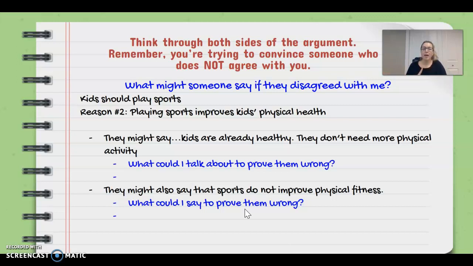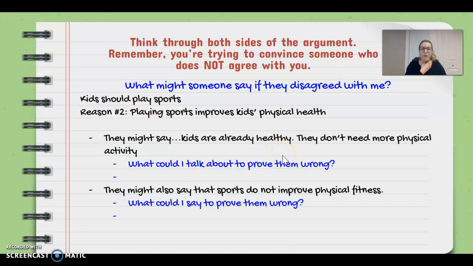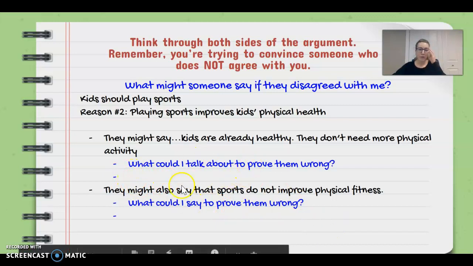Now that I've thought about that, I need to think about what I could talk about in my paper or in my paragraph that would prove them wrong. So let me think about this. Kids are already healthy. That's what someone might say if they disagree with me. So I need to prove that wrong. Well, not all kids are healthy. Maybe I could talk about obesity rates within children. So I think that's what I'm going to talk about for my first piece of evidence.